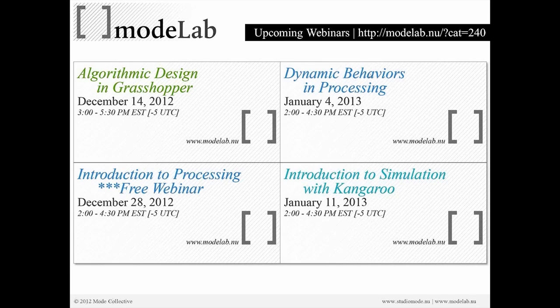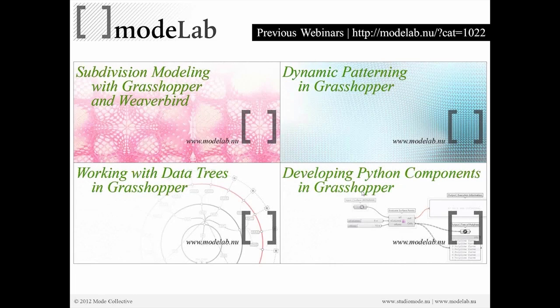So if you want to continue with Processing, we're going to be looking at object-oriented programming and dynamic behaviors next Friday, the 4th. So we hope you were interested today and had fun and are interested in carrying forward your knowledge of Processing, and come spend your afternoon with us next week. And then also continuing the sequence that is focused on Grasshopper, we're going to be looking at simulation with Kangaroo the following Friday.